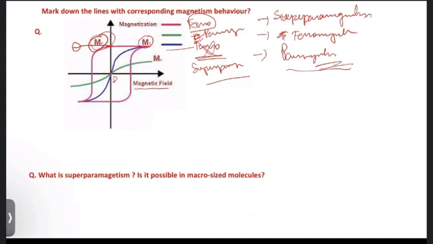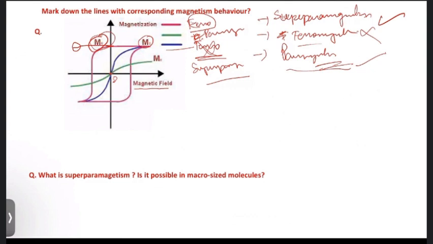Now we have two options, blue and green. You know that in case of paramagnetism, the value of the magnetism is less. Out of three options you have cancelled ferromagnetism. Now you're left with two options, super and para. Now you have to tell me which of them is super and which is para.